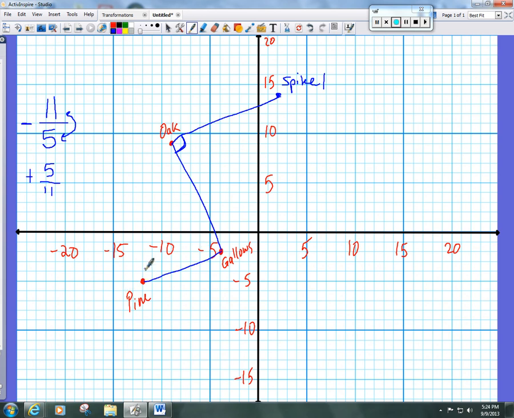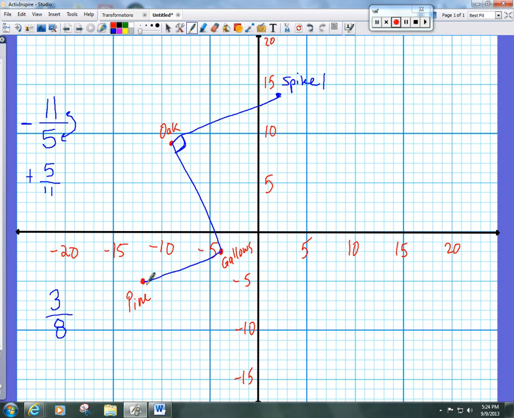I rose 1, 2, 3, and I ran 1, 2, 3, 4, 5, 6, 7, 8. So my slope is going to be 3 over 8. Now I have to stop and think, is this slope positive or negative? Again, I start with my most left point, which would be my pine tree. Now, did I go up or down to get from my pine tree to my gallows?